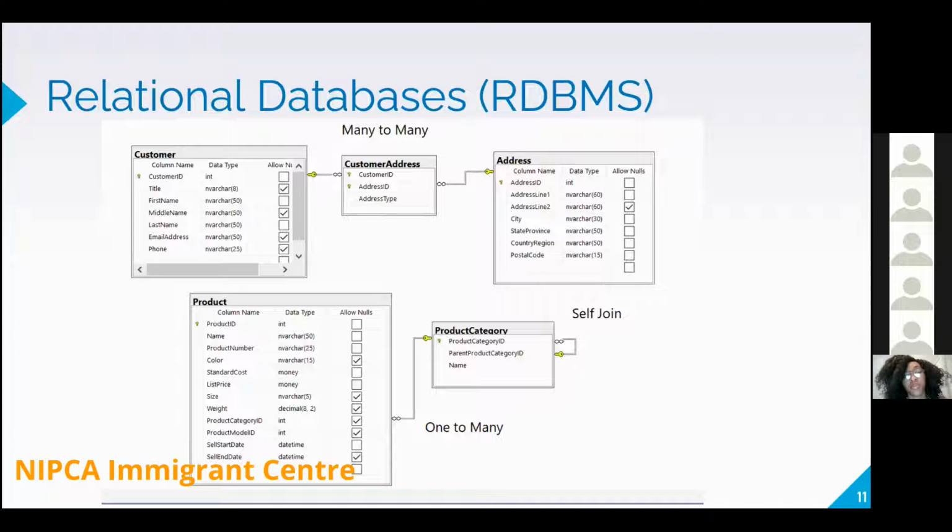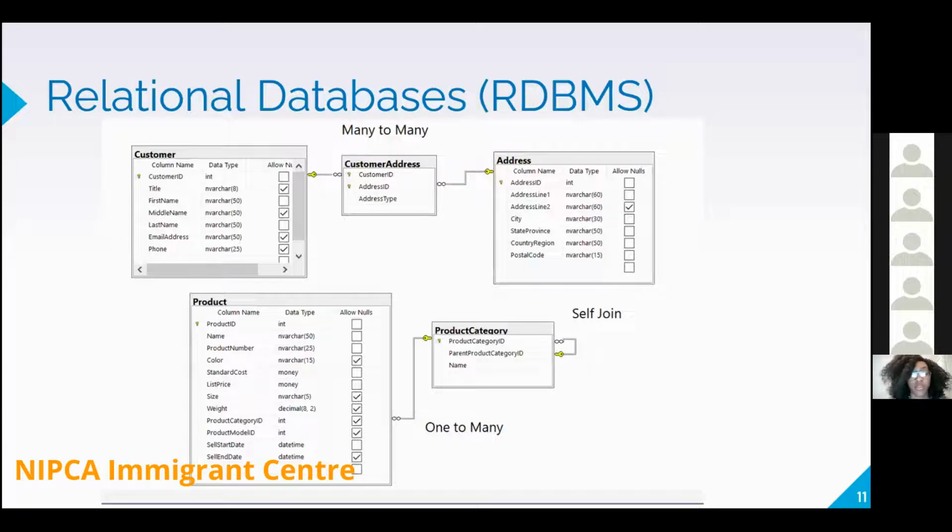Then in the address table, we have the address ID. Then the second column, we have the data type. Data types are just telling you what kind of data can be stored in that column. The nvarchar is referred to as a variable character. So it's just for storing text data. Then below, we also have something called a product table, and then we also have a product category. So here we have a one-to-many relationship because we have a category and they want to have products under that category.